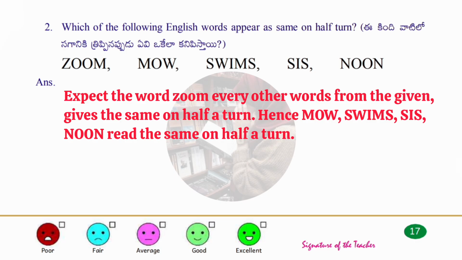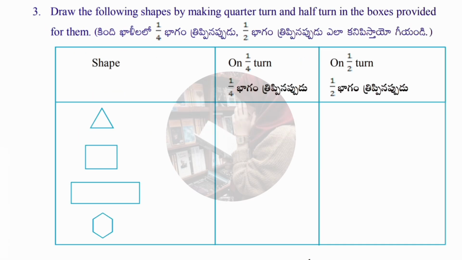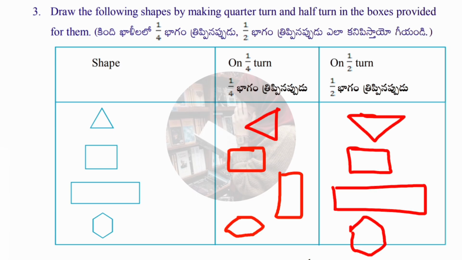Now we'll move to the third question, which is: draw the following shapes by making a quarter turn and half turn in the boxes provided. Here we have given a table of 3 columns: shape, on 1 by 4 turn, and on 1 by 2 turn, meaning half turn. The first shape is a triangle. If I give a 1 by 4 turn to this triangle, it looks like this. If I give a half turn, it looks like this.